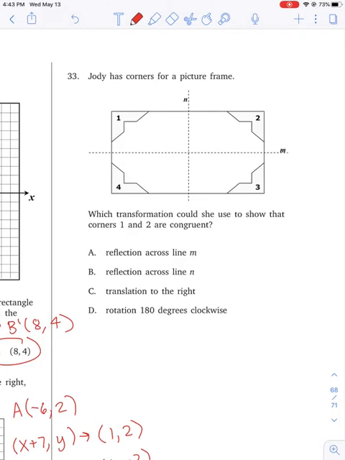All right, so she has 4 corners on the picture frame. What transformation could she use to show that 1 and 2 are congruent? So that's this and this. Okay, so I think that she has reflected it over line N because it's a flip. It's not a slide. So it's not a translation because it's going in the opposite direction now. It's not a rotation because that would get from 1 to 3. It wouldn't get from 1 to 2. And it's not line M because that would get from 1 to 4. So B.